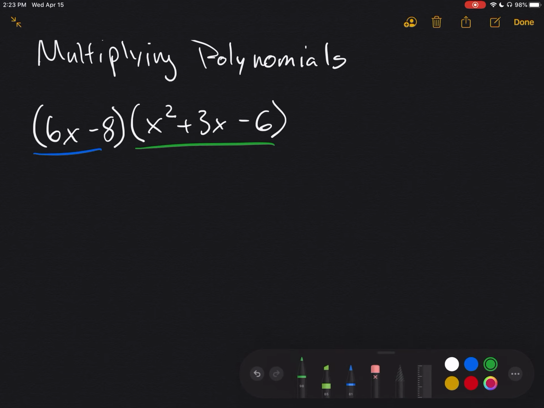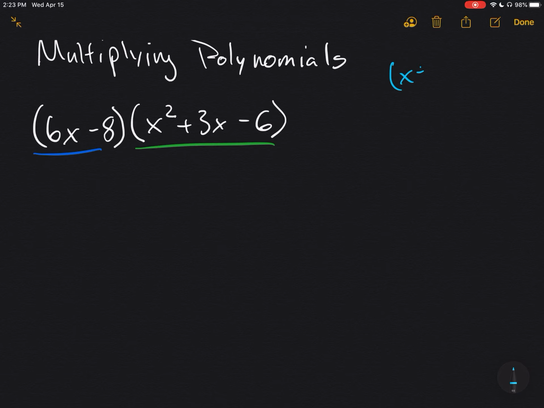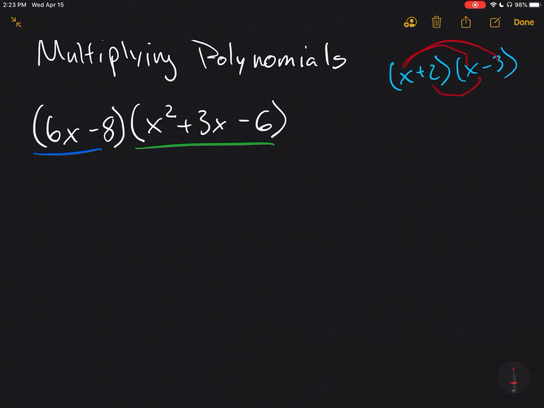And so while this may look a little bit complicated, it really is the same thing as when we used to do, for example, something like x plus 2 times x minus 3. And you'll recall that all we do is double distribute. So x times x, x times negative 3, 2 times x, 2 times negative 3. And you may have called that FOIL, first, inner, outer, last. Well, in this case, we also kind of have a middle term, so maybe not quite FOIL.